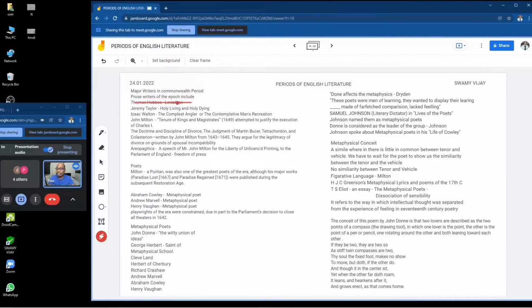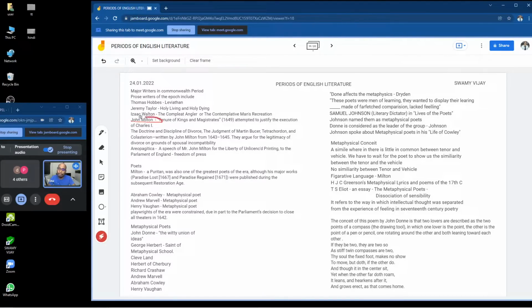Prose writers of the epoch included Thomas Hobbes, Leviathan. You must have heard about this book, Leviathan, by Thomas Hobbes. Remember this guy, Thomas Hobbes, Leviathan. And then Jeremy Taylor, Holy Living and Holy Dying. Then Izaak Walton, The Compleat Angler or the Contemplative Man's Recreation.